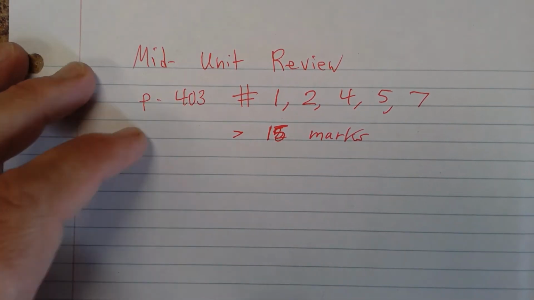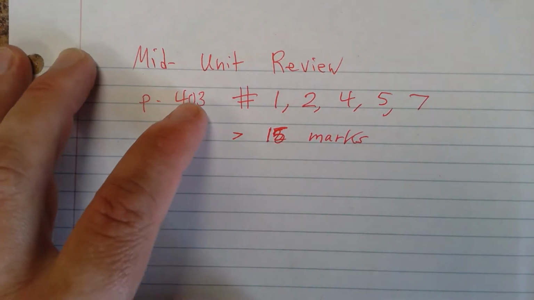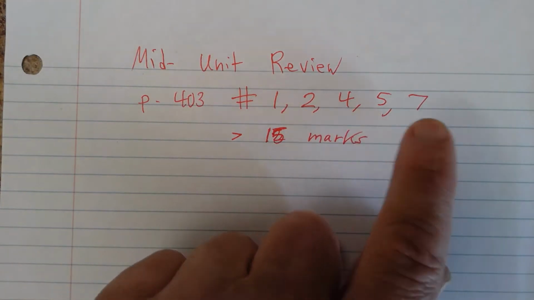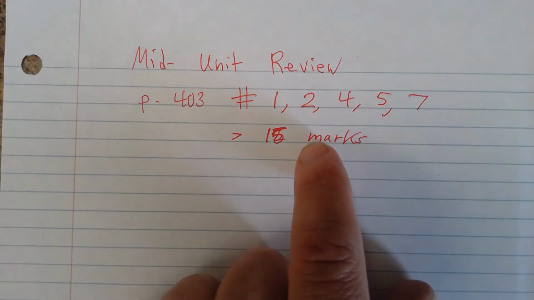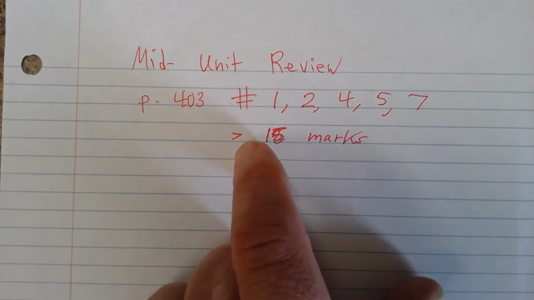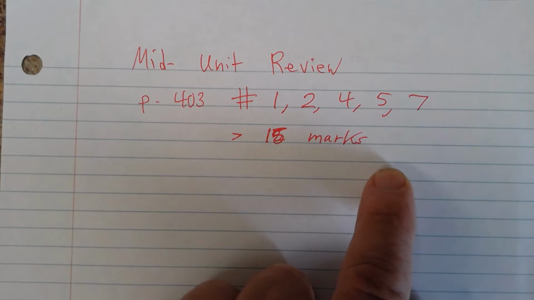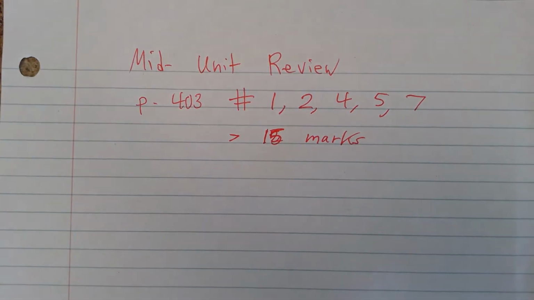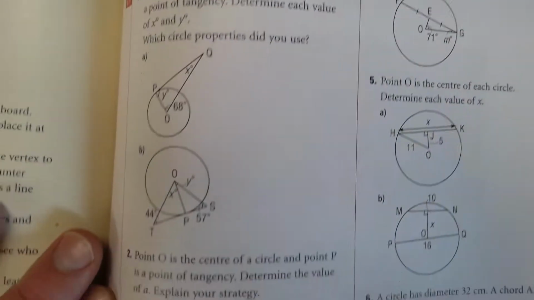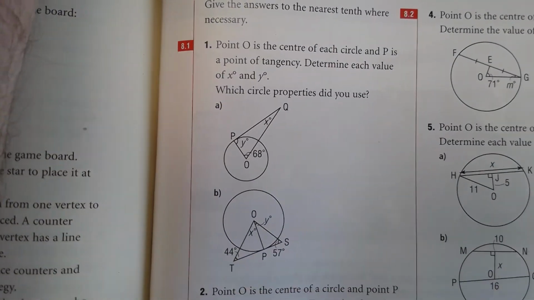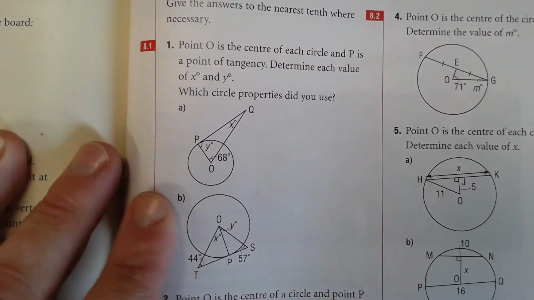So, the mid-unit review is on page 403. We are doing 1, 2, 4, 5, and 7. And it'll be worth 15 marks. Pardon my French scribbling here. 15 marks is what it's worth. Alright, so with no further ado, let's go over the exercises for the mid-unit review. It'll be a short lesson, but it'll take you some time to get the review done.